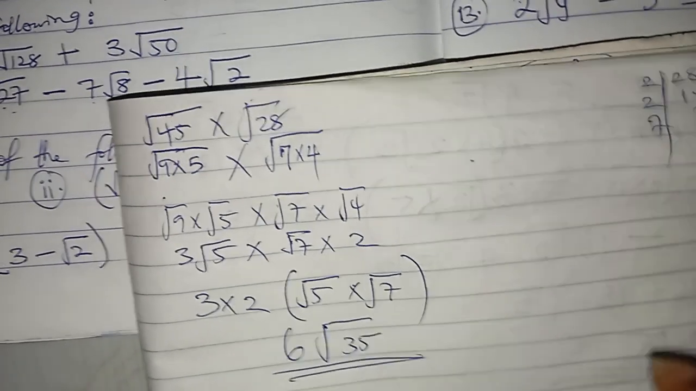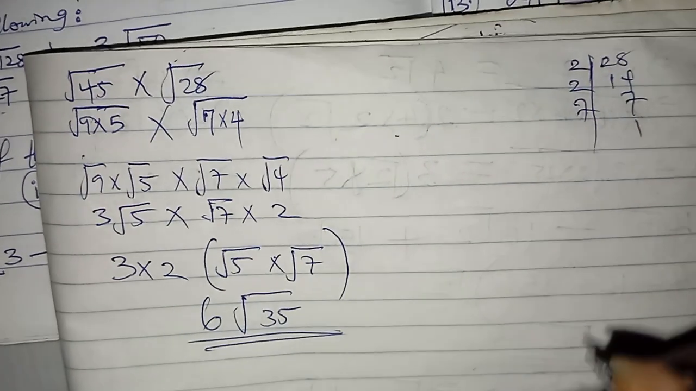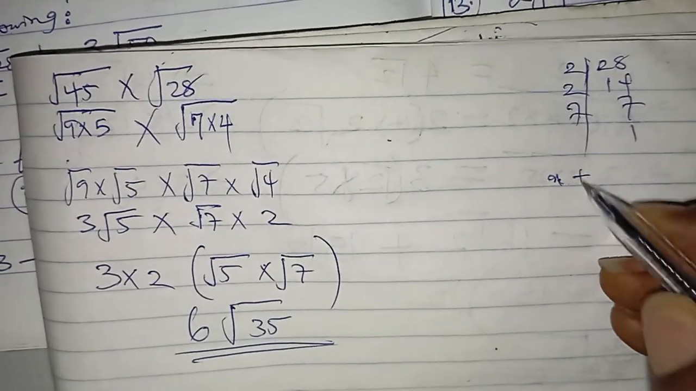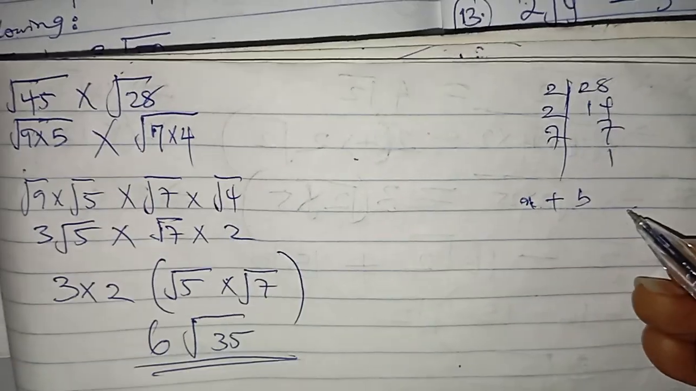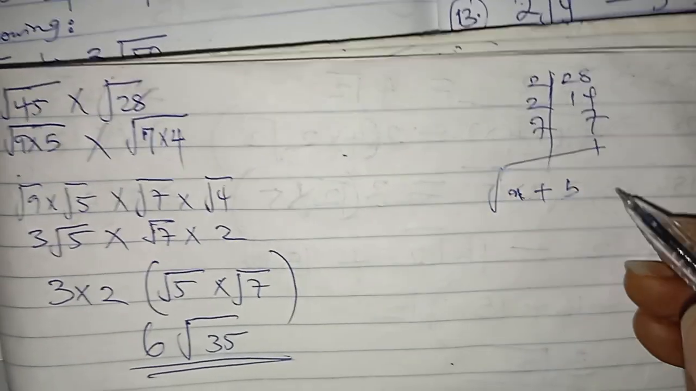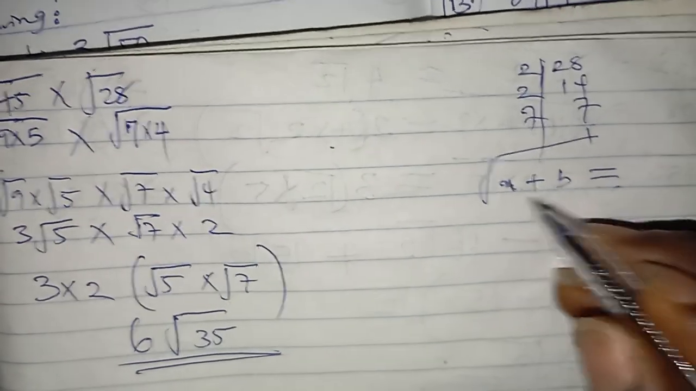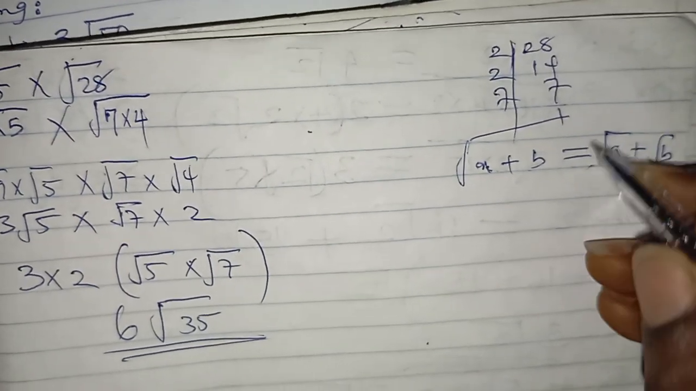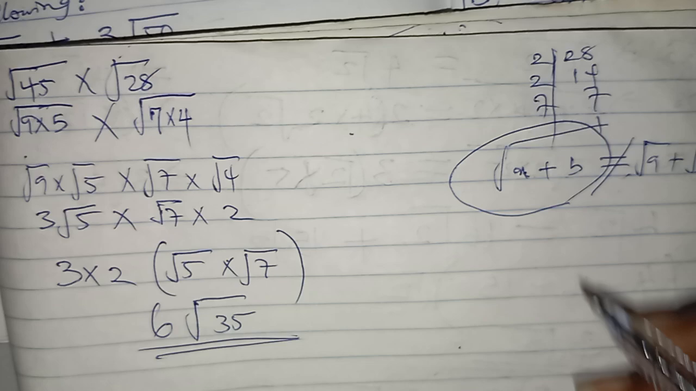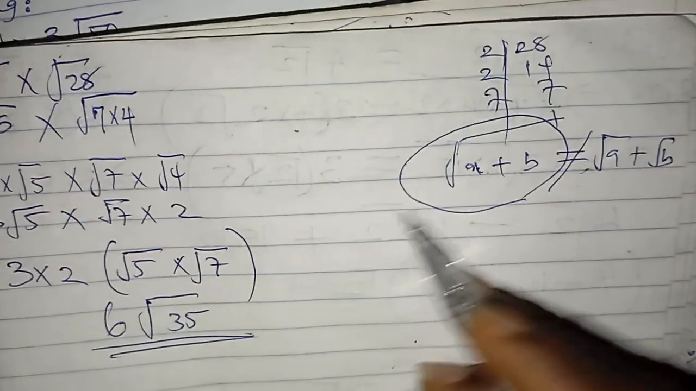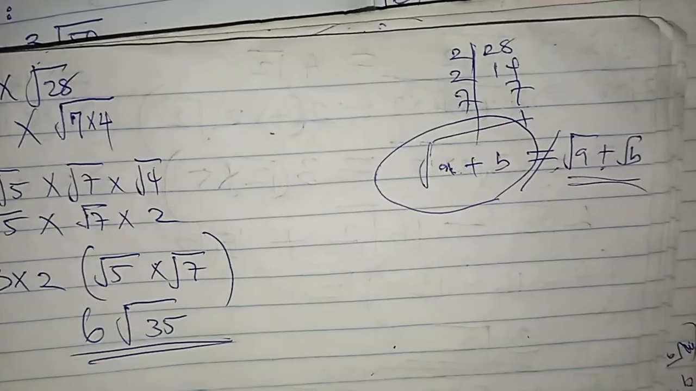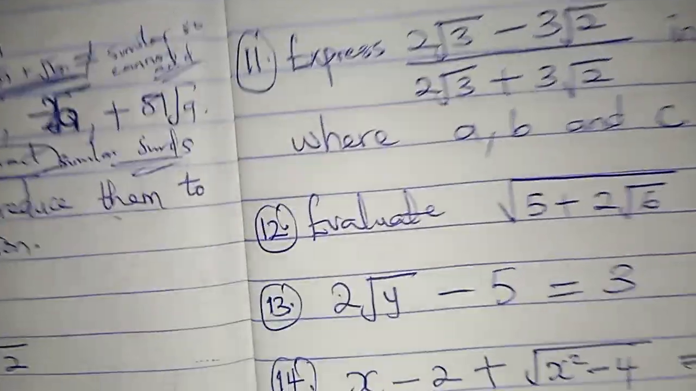Very simple. So for multiplication, there's nothing like similar surds. But when you're doing addition and subtraction, root a plus root b cannot be equal to root of a plus b. It's not possible. So you don't add it up. You just leave it the way it is. The same thing with the subtraction. All right, let's move to the next question.